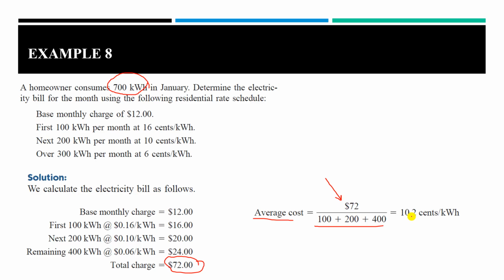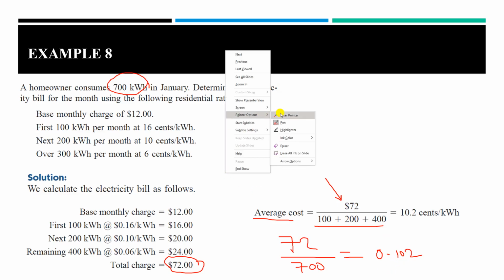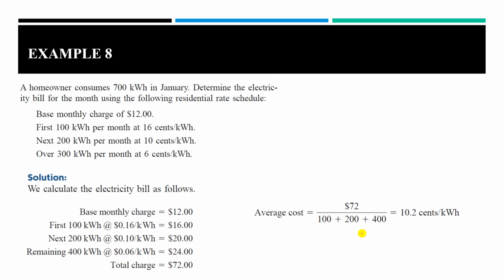Because we have 72 divided by 700, it is almost 0.102 dollars, so about 10 cents. So this will give us the average cost for our electricity bill. I hope this example helps you understand more about the basic concept of electric circuits.